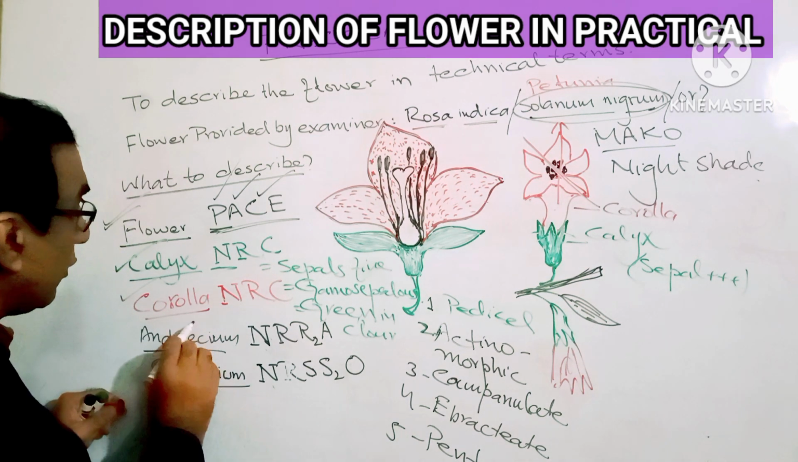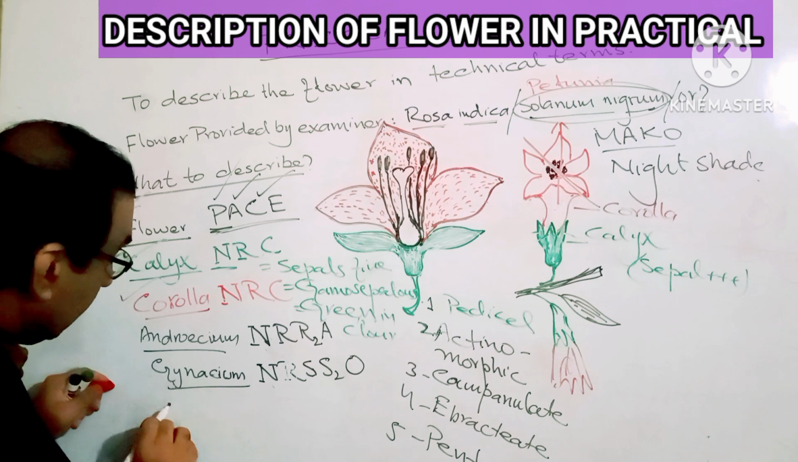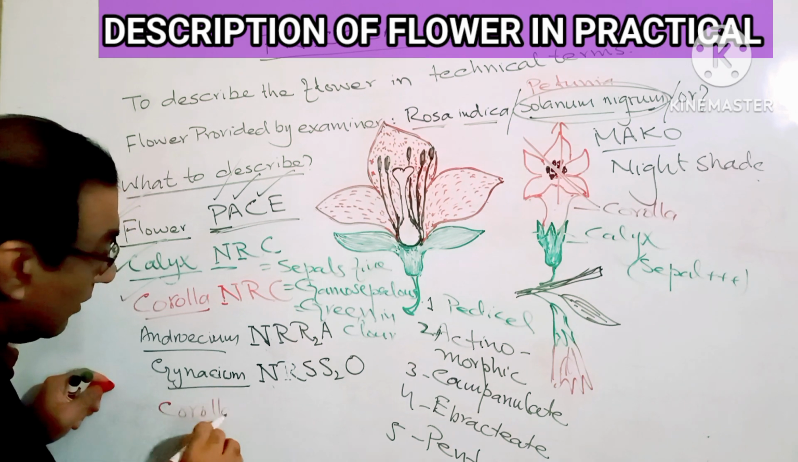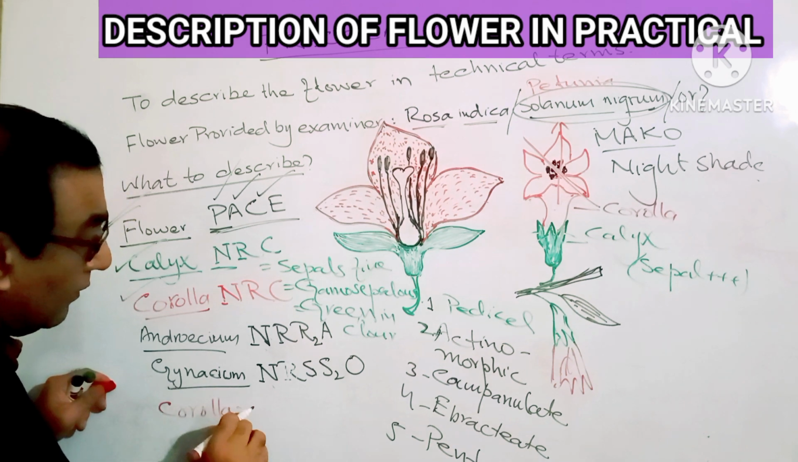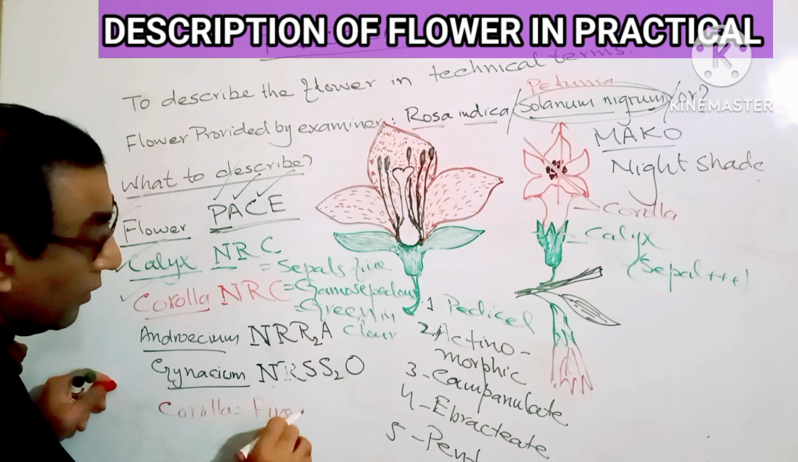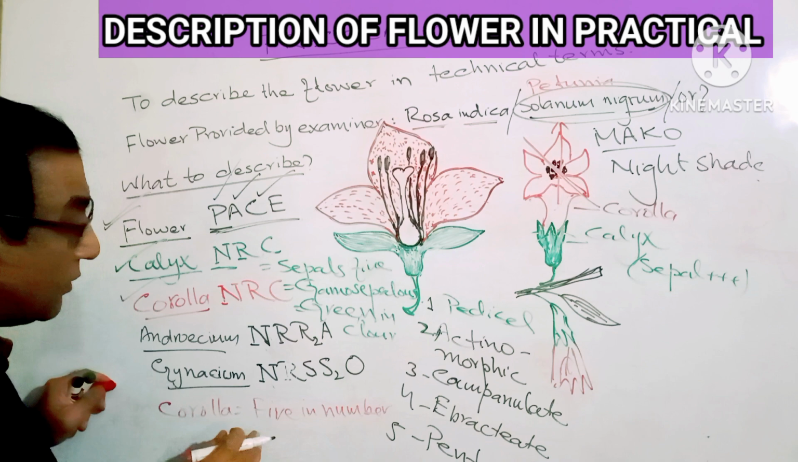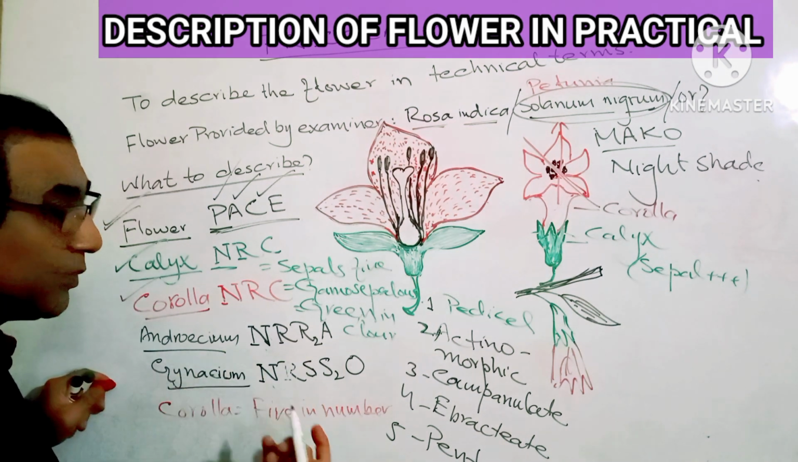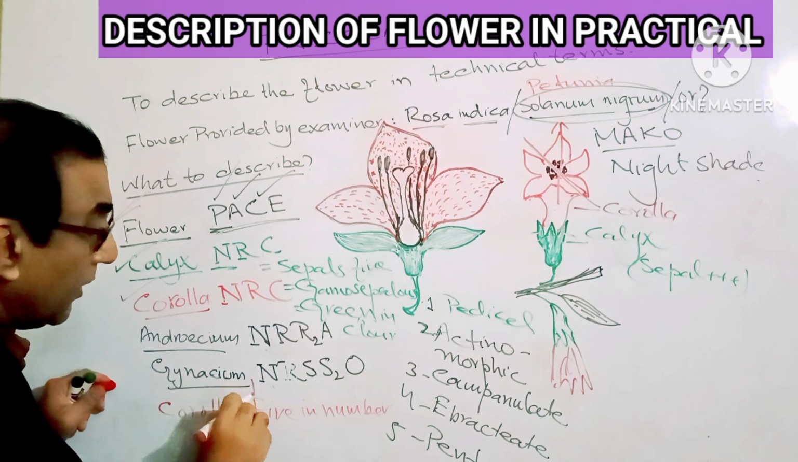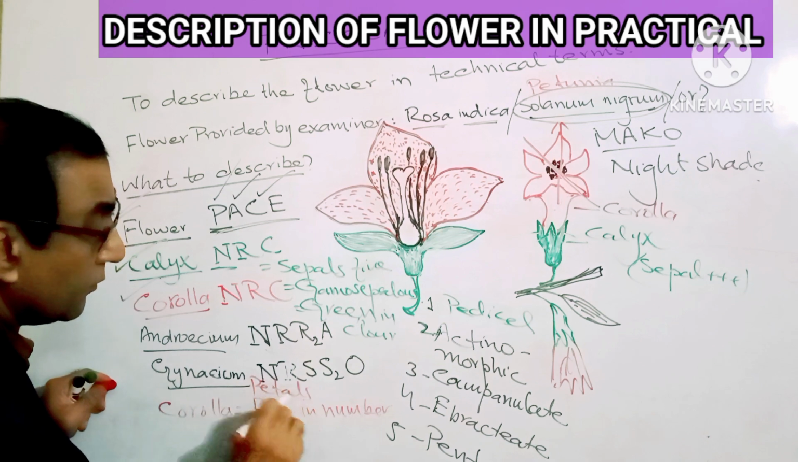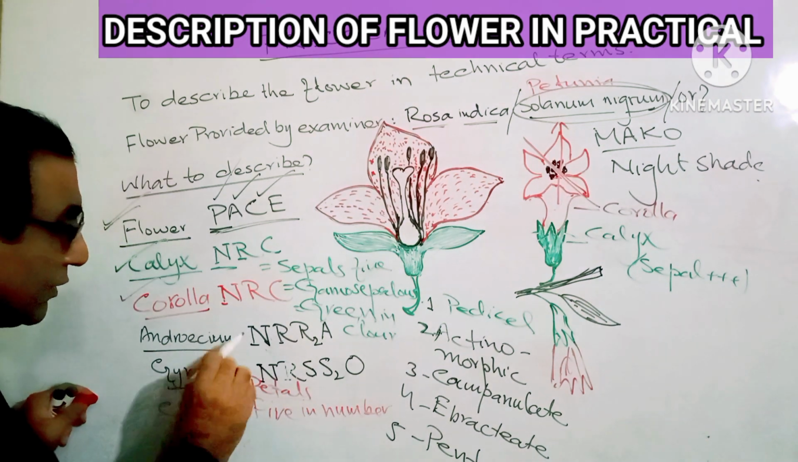Corolla: I will write here again. Petals 5 in number. Next is what?